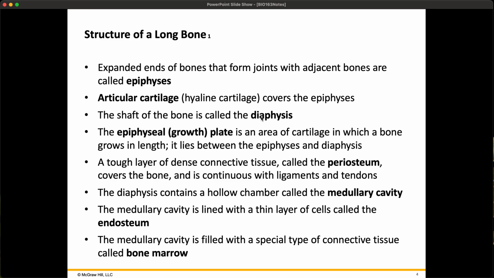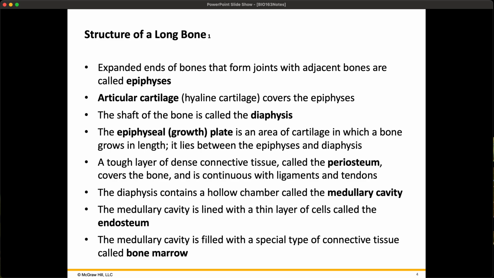The shaft of the bone is the diaphysis. So you have the ends or the epiphyses. The portion that runs through it and connects the two epiphyses is the diaphysis. There's also something called the growth plate or the epiphyseal plate. This is a line of cartilage that stays uncalcified until you reach a certain age, and then it hardens, it calcifies finally, and your bones stop developing. But up until that point, that's the part of the bone that is growing.